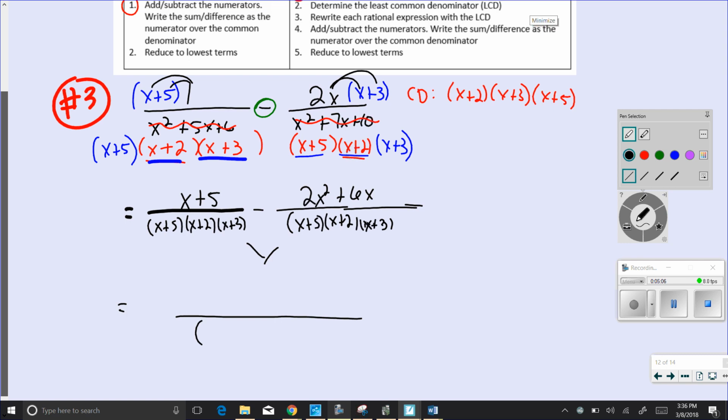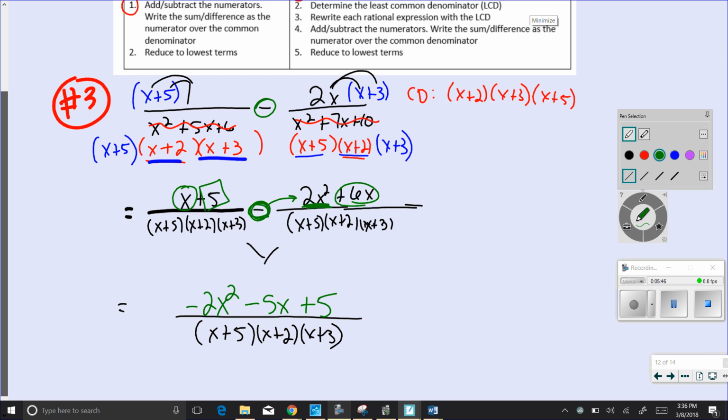So that equals, we have our common denominator, x plus 5, x plus 2, x plus 3. And then we are subtracting our numerator. So you need to subtract together like terms. We always want to put this in standard form, so you want your highest exponent first. We're going to start with this 2x squared. There's no x squared on the other side. It's a minus 2x squared, so it's negative 2x squared. Then we have x minus 6x, which would be minus 5x, and then plus 5 with nothing to combine with on the other side. So that's the fraction that we get when we subtract them together.